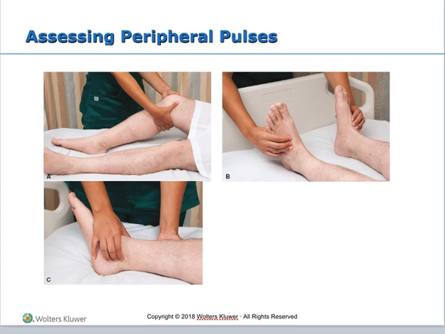Remember that when you assess pedal pulses, do both of them at the same time so that you can detect any changes between the left and the right side of the body. Can't stress that enough. Huge, huge thing.